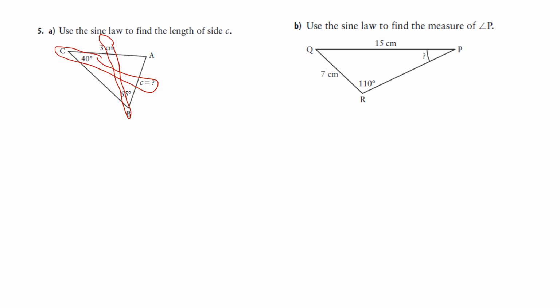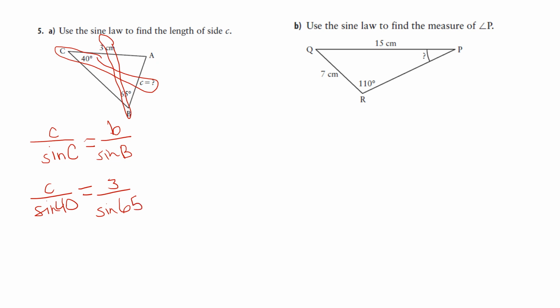When you set up the sine law, I'm going to put c over sine c first because I'm trying to find side c. And then I'm going to put b over sine b second because that is what we call my full ratio where I know both values. So c over sine c equals b over sine b. And then I'm going to put my numbers in. I don't know side c, but I know the angle, so sine 40 on the bottom, equals 3 over sine 65.